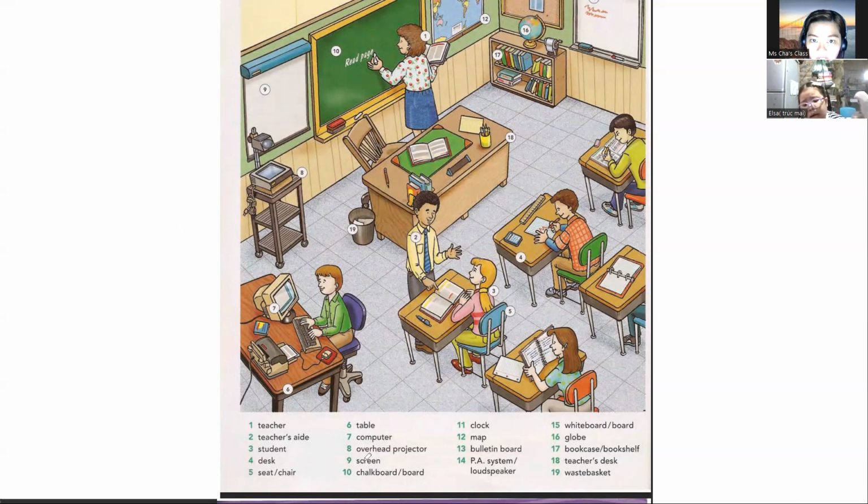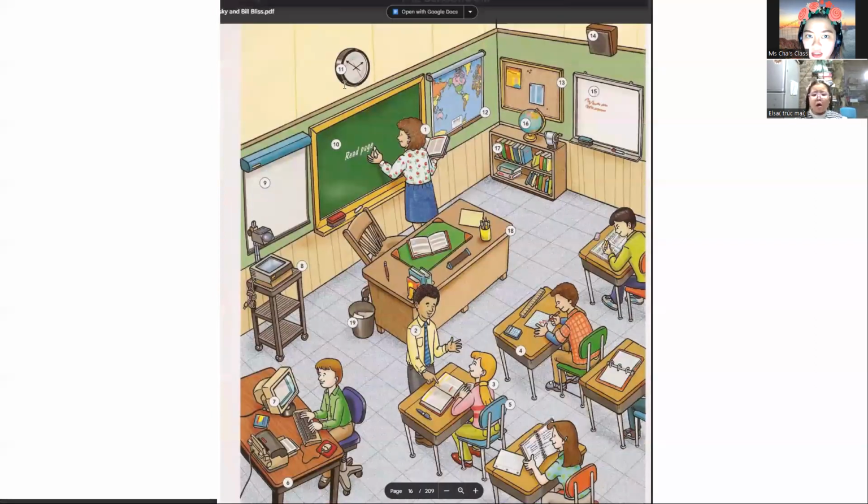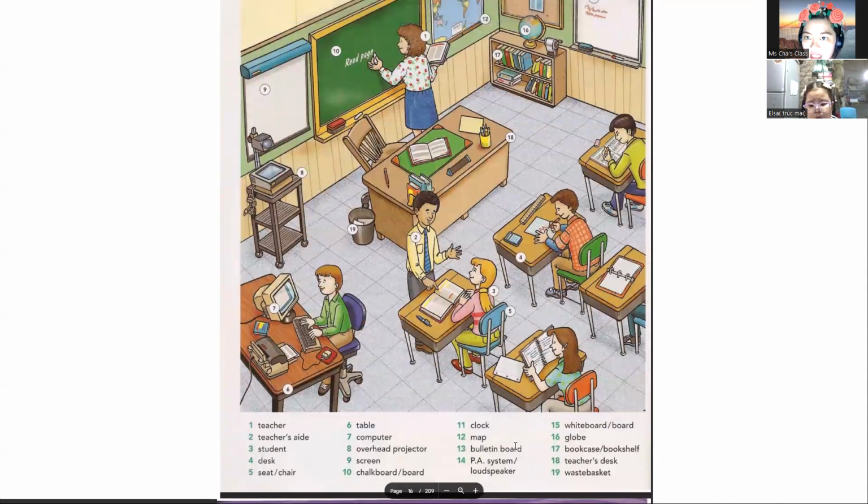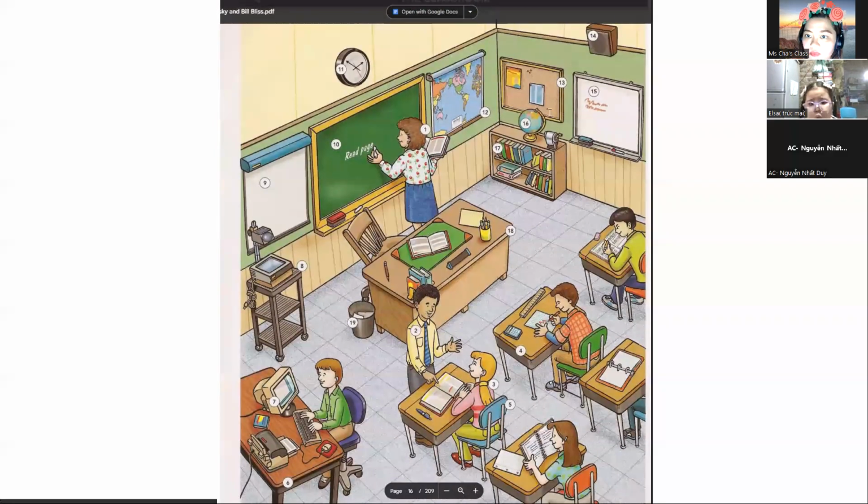Next, we have number nine. Number nine is a screen. Sometimes this is the white thing where the teacher points the projector. Number 10, chalkboard or a board, or simply the blackboard in some other context. 11, you know it already. We have the clock. 12, of course, you know it already. Map. All right. Number 13 is bulletin board.